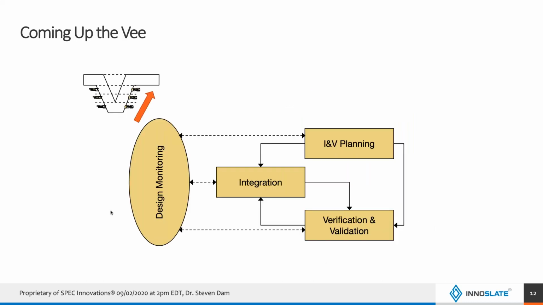So coming up the V, we have another process that's just as important, and systems engineers play a huge role in this, if not actively executing all of these elements. At the top is IV&V planning, which occurs at the beginning of the life cycle and carries all the way through the life cycle to the end, because you're constantly planning and adjusting your plans.